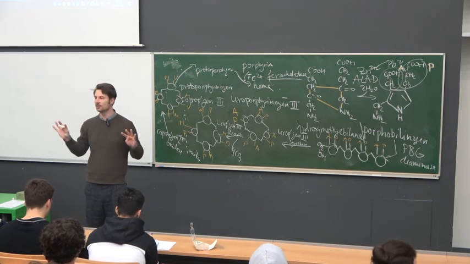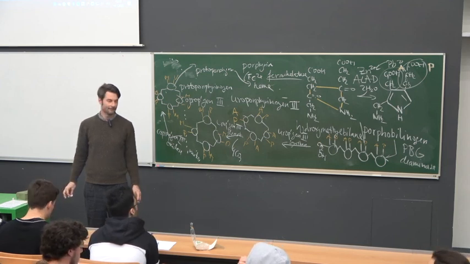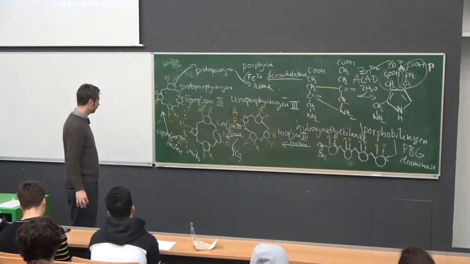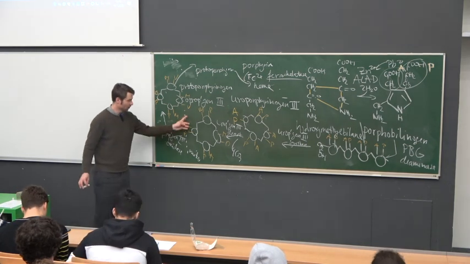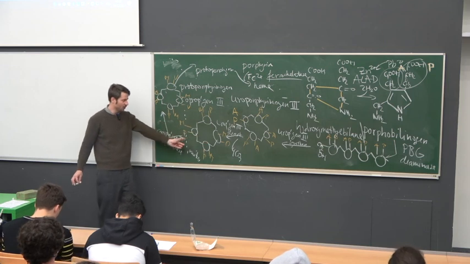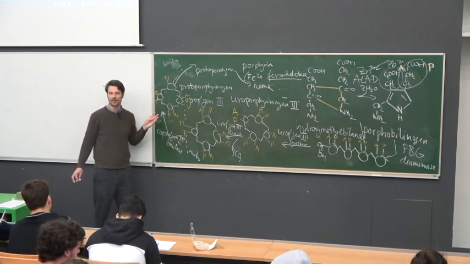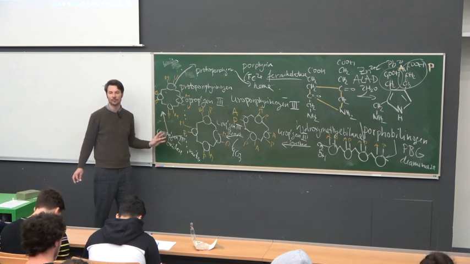All right, any quick questions at this point? Where is the coproporphyrinogen oxidase found? Because I'm a bit confused. In the mitochondrion. So coproporphyrinogen III is transported into the mitochondrion, and the second decarboxylation-oxidation occurs there. So it's a mitochondrial enzyme.